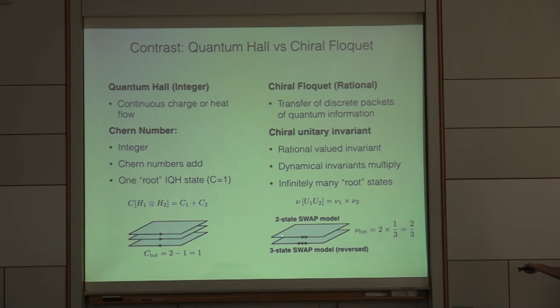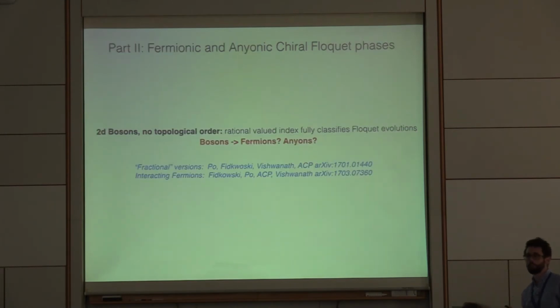So basically, if I take a 2-state version of this bosonic swap model that moves things 2 states to the right and put it on top of a 3-state one going to the left, the overall invariant will be 2/3, not 1, or not -1. OK. And in the absence of fractionalization or in boson systems, this is basically the whole story for 2D. OK. So any questions before I move on to more complicated generalizations?